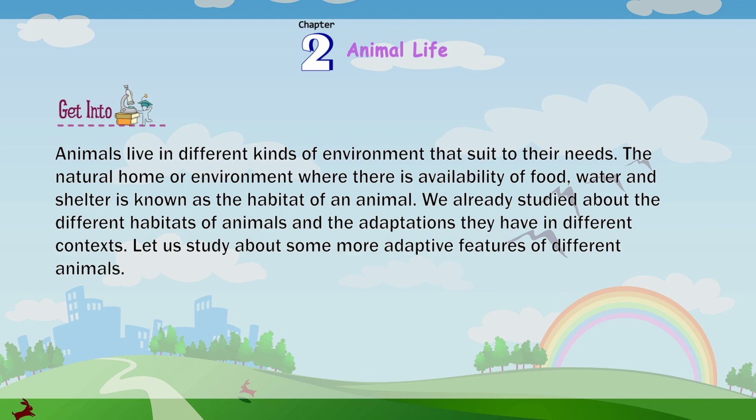The natural home or environment where there is availability of food, water, and shelter is known as the habitat of an animal. We already studied about the different habitats of animals and the adaptations they have in different contexts. Let us now study about some more adaptive features of different animals.